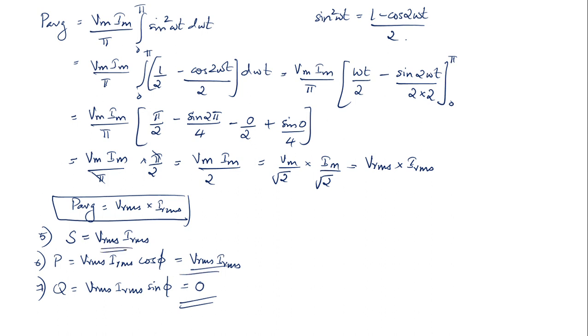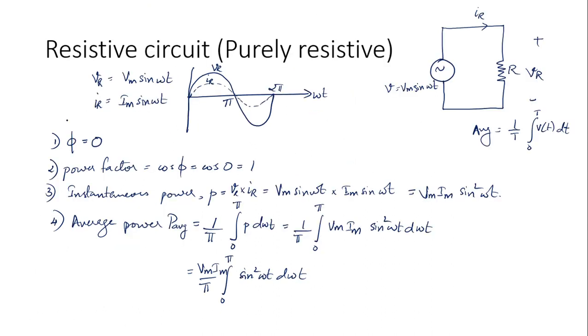So these are certain parameters that you have to study as a common way when you are applying different circuits. So this is the case of a resistive circuit. Again, it's just a recap. Phi is 0 for a resistive circuit. Power factor is 1. Instantaneous power, you just simply multiply the two.